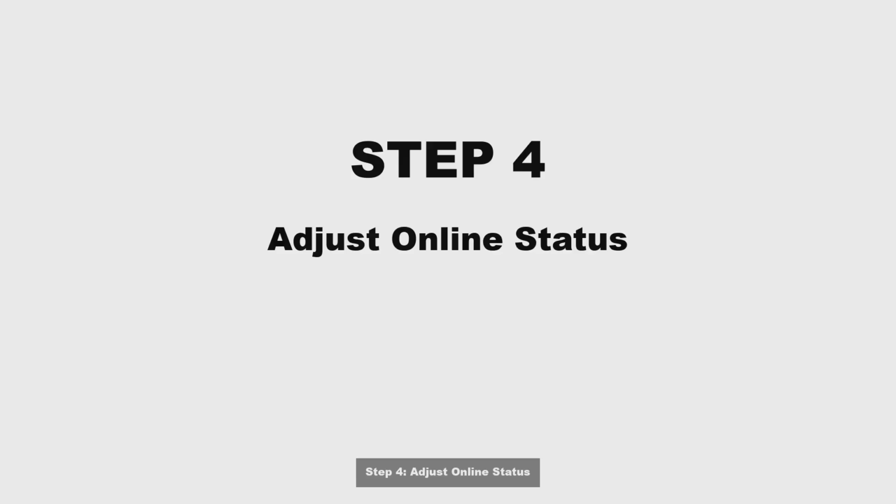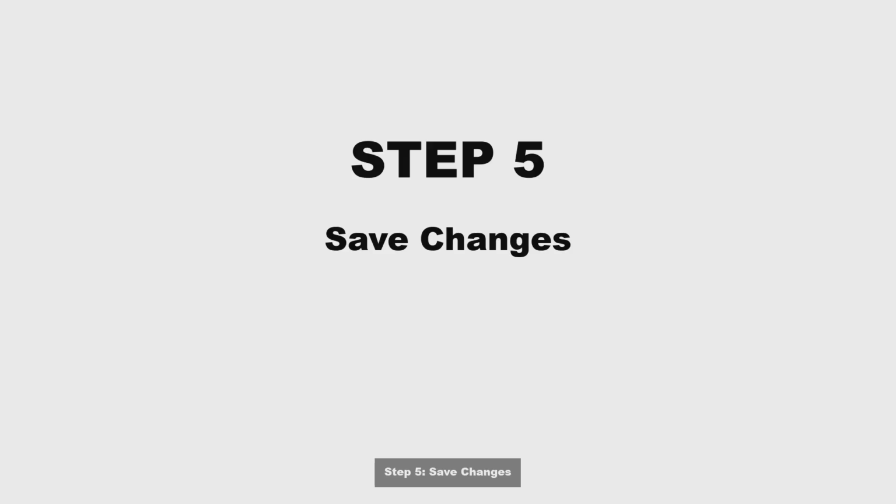Step 4. Adjust online status. Within the privacy settings, look for an option to hide your online status. Toggle this setting to off or uncheck any boxes that indicate you want to be visible to others. Step 5. Save changes. After adjusting your online status, make sure to save your changes. Look for Save or Update button at the bottom of the settings page.